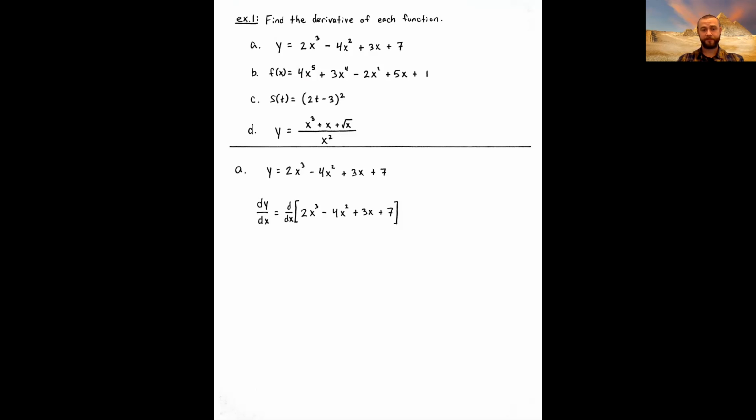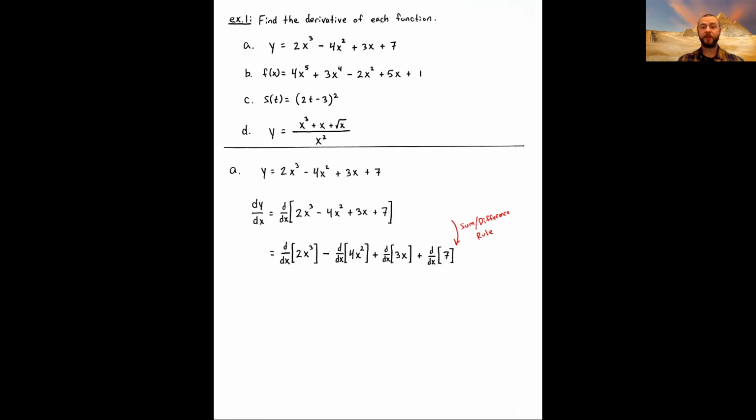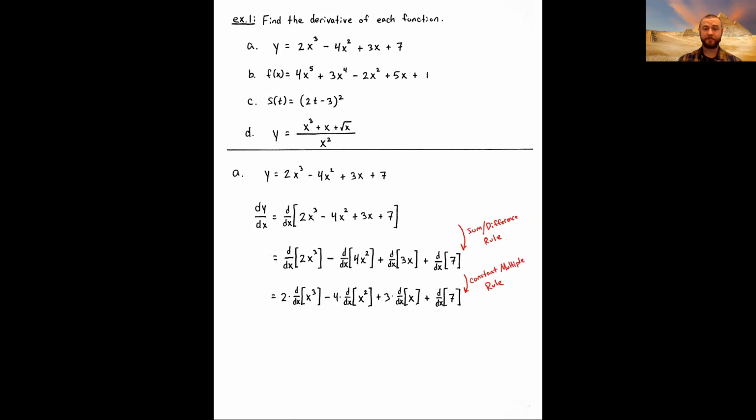in Leibniz notation, we can differentiate each part. We have here a sum or difference of 4 terms. The sum difference rule allows us to add or subtract the derivatives individually of those 4 terms. Notice now for the terms, the functions in brackets, we have some constant multiples. So from here, we can apply the constant multiple rule to bring the constants 2, 4, and 3 in front of the derivative.